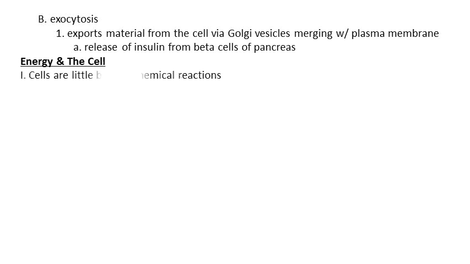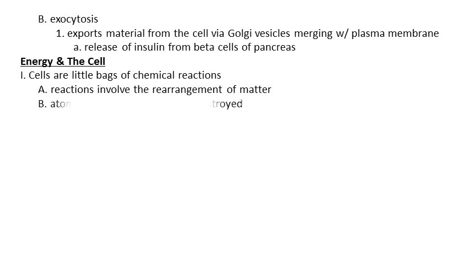Now, I started off chapter 2 with saying that living things are bags of chemical reactions, and since all living things are made of cells, that we can say cells are little bags of chemical reactions. Now, one of the things we have to keep in mind when we talk about chemical reactions is that in chemical reactions, what we have going on is just rearrangement of matter. We are not going to have any new atoms being created. We're not going to have any atoms being destroyed.